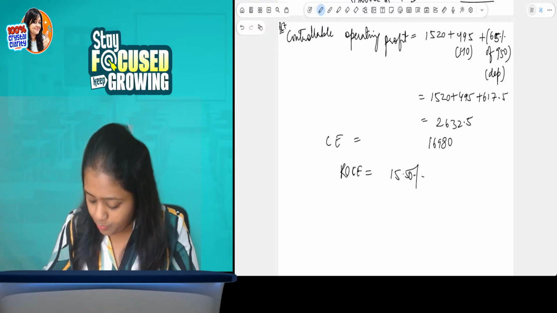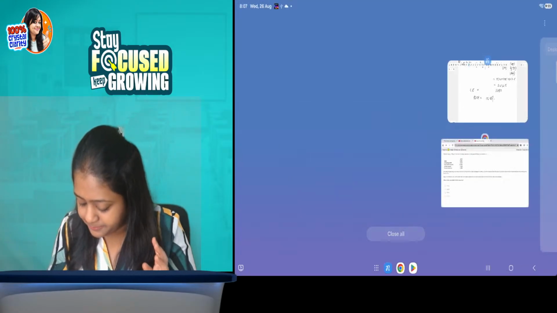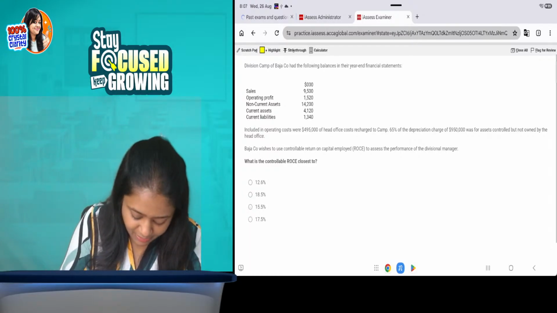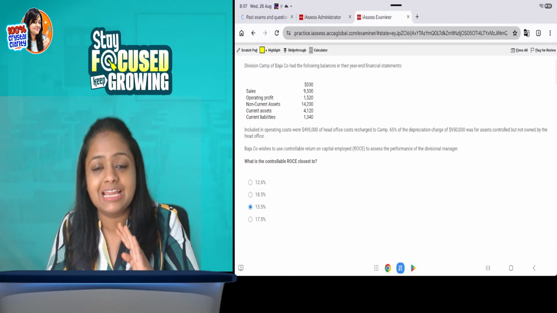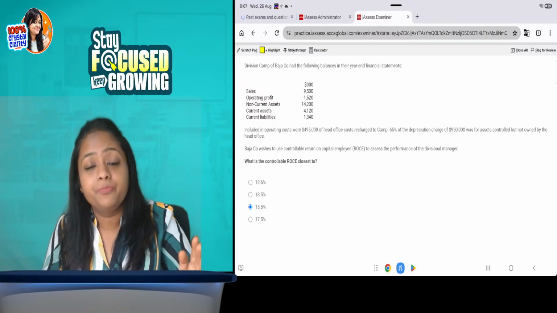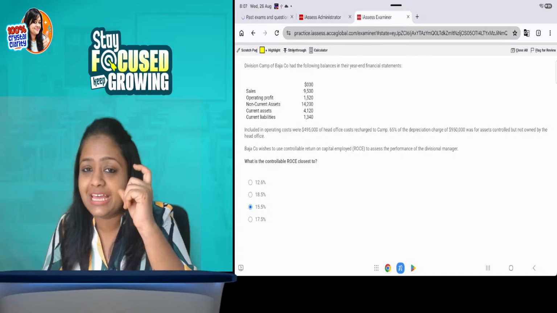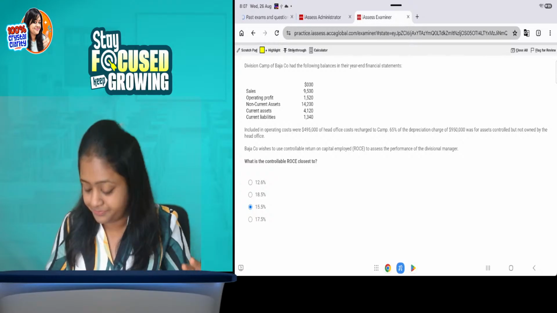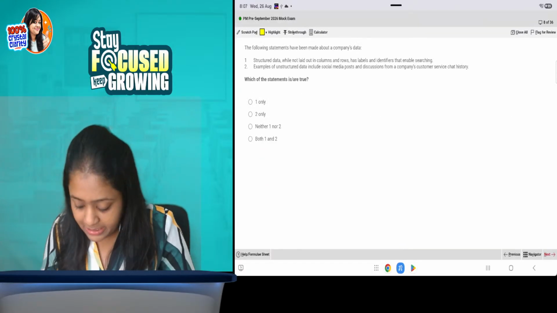Any questions, any queries, feel free to ask me. But it's a very simple question. So 15.5, we have an option here. I will select it and we are done. In less than 1 minute, we are doing these questions. So just get the keywords and the key calculations. Nothing else you need to really look into. Let's go to the next one.